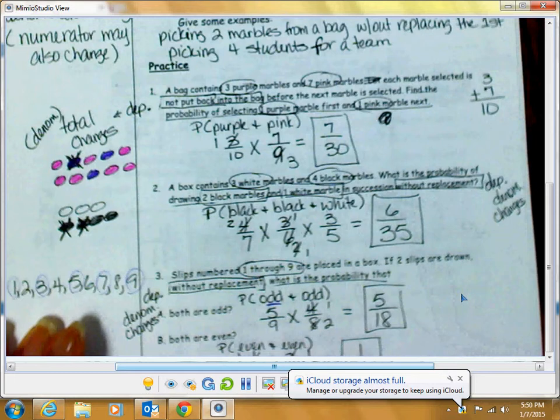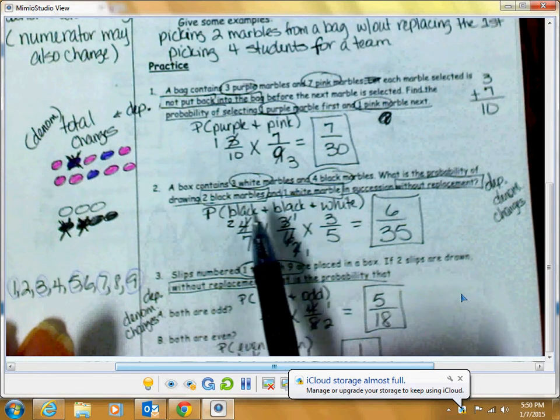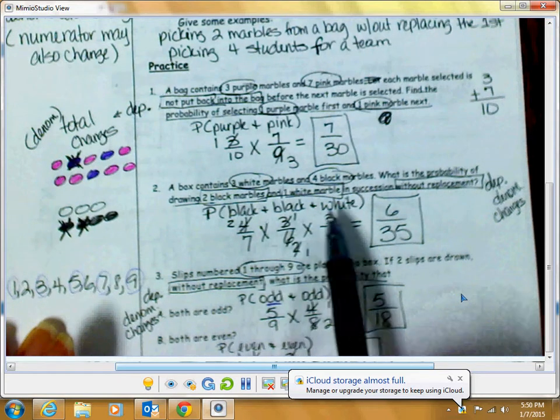Well, that's 3 marbles total: 2 black and 1 white. So that means we should have 3 words written. The 2 black means write black twice, so a black and then another black and then the white. That's why in parentheses it says black and white.